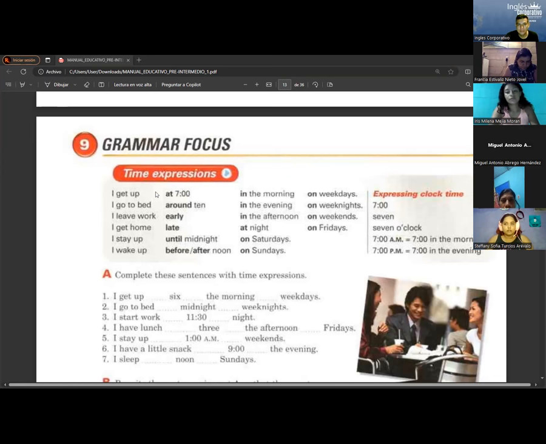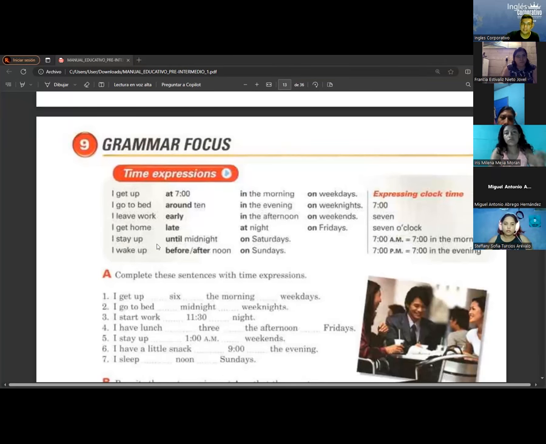All right, tenemos at, around. Also, we have I leave work early. ¿Qué significaba early? Do you remember? Temprano. Temprano, muy bien, early. I get home late. Tarde, muy bien. I get home late. I stay up until hasta midnight. Medianoche. Midnight, muy bien. I wake up before. Antes o después del mediodía. Okay, before or after. Before significa antes. Y después. After. Muy bien.